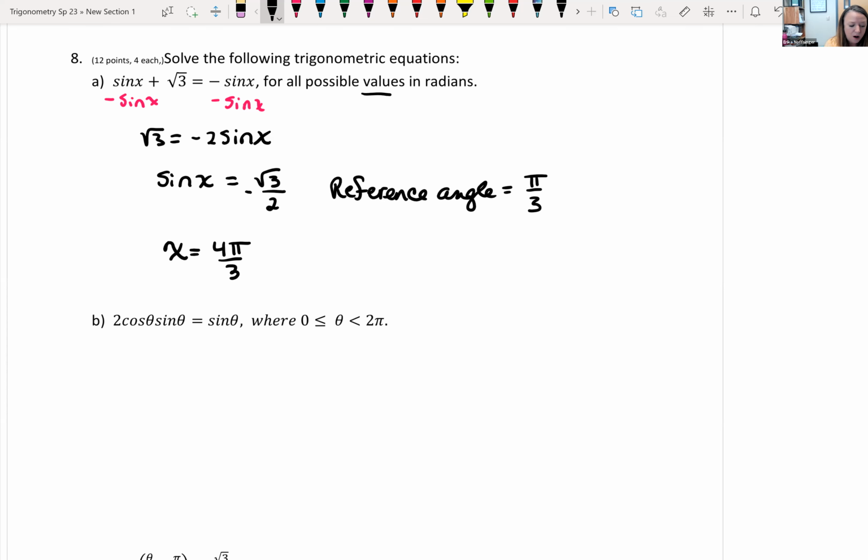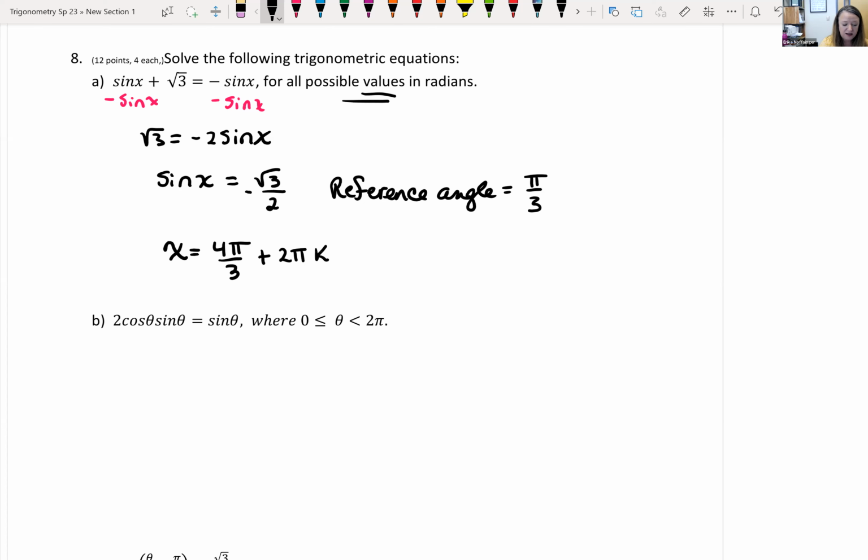It wants all possible values. So we're going to add plus 2 pi k here, where k is an integer, because we can make a full revolution from 4 pi thirds, or multiple revolutions from 4 pi thirds of 2 pi to get there.